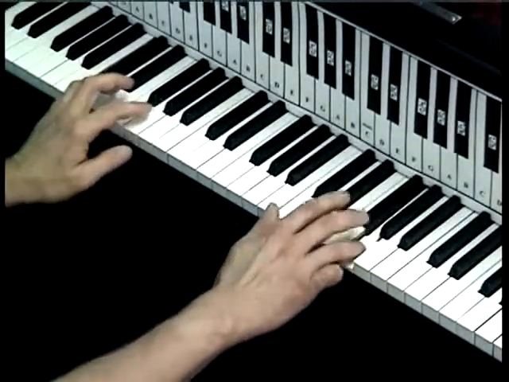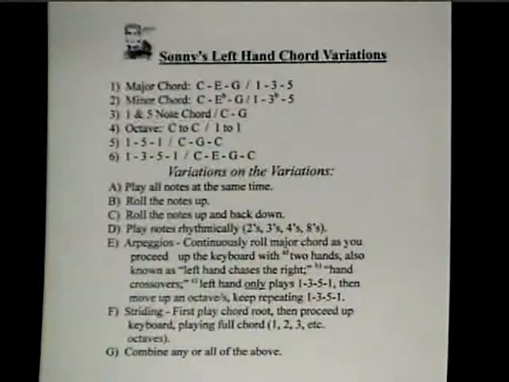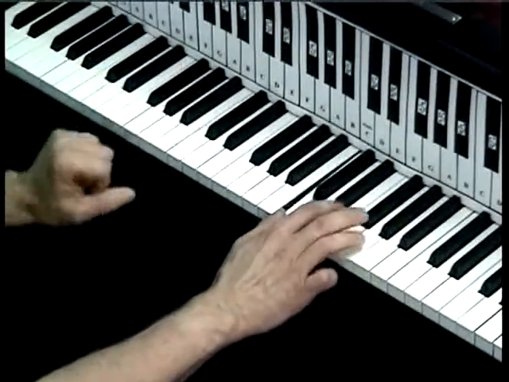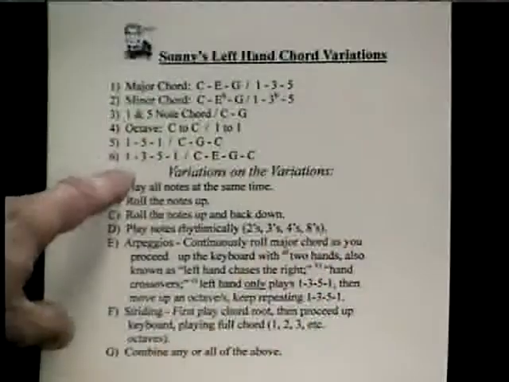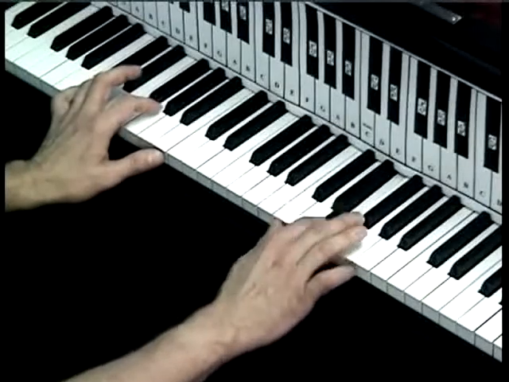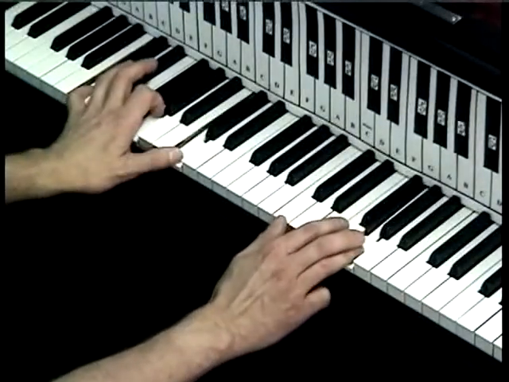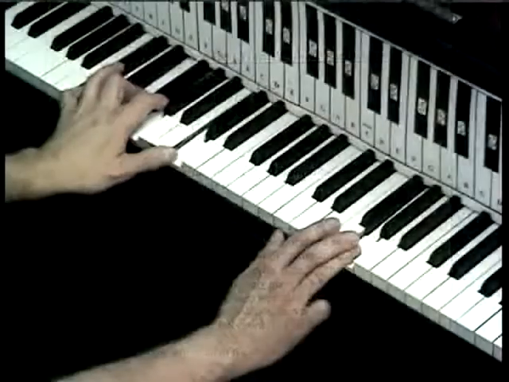Got it? Good. Or if we're playing an octave, the same thing. You can just kind of roll it. See that? Or if we're playing the 1, the 5, and the 1, again, we could roll it. Instead of going C, G, C, we can go. And once again, 1, 3, 5, 1. Instead of just going all notes at once, we can go.